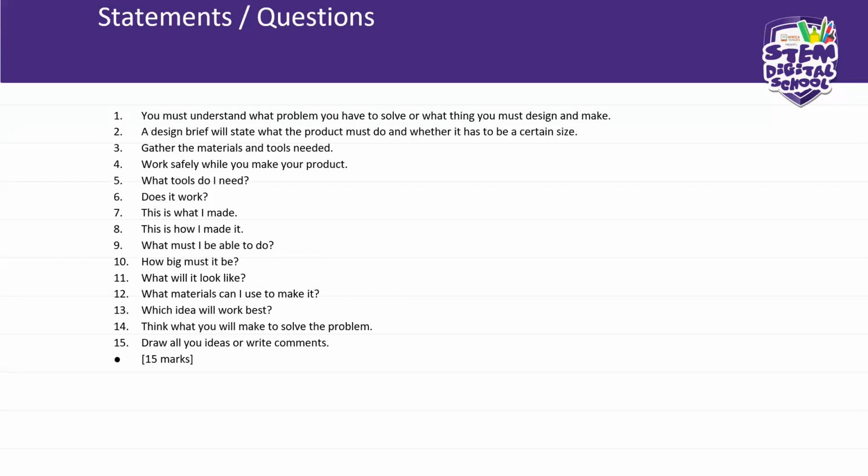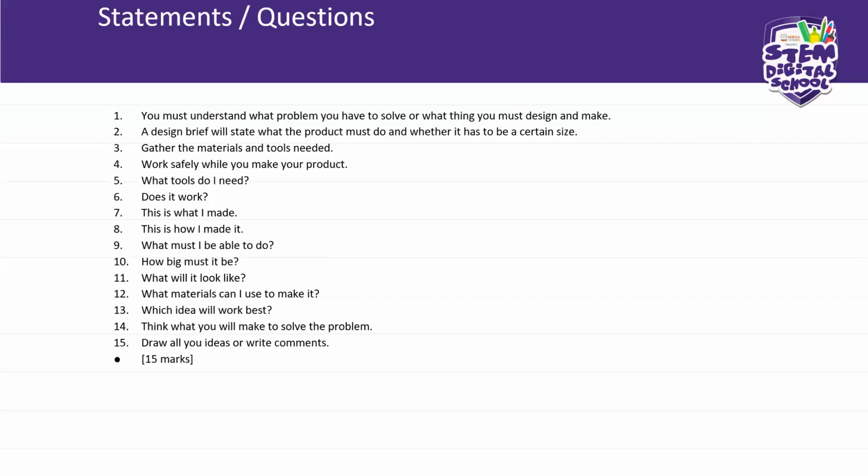The making stage. Does it work? What stage is that? Evaluating stage. Evaluating stage. Very good. You're very good. This is how I made it. I think that is the communicating stage. Communicating stage, when you present your product. What must I be able to do? What must I be able to do? Which stage is that? The investigating stage.